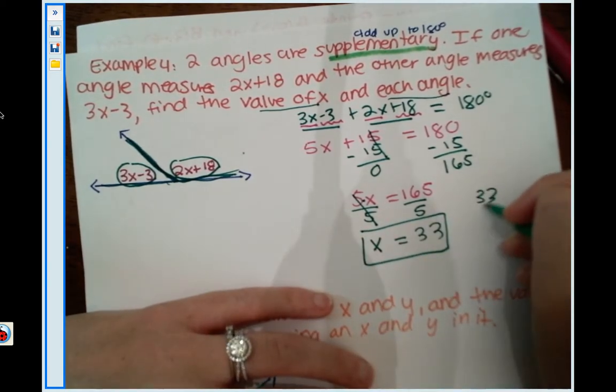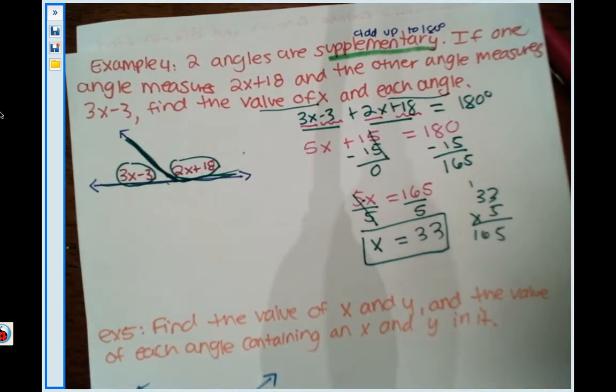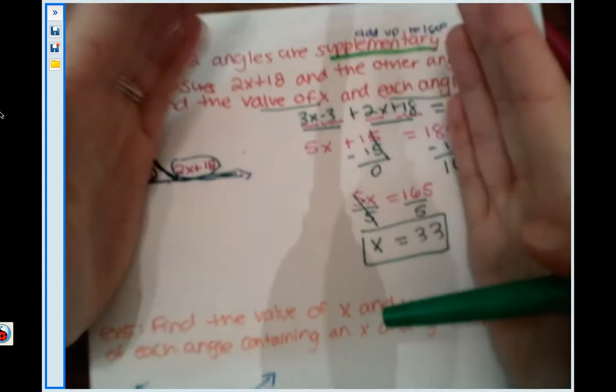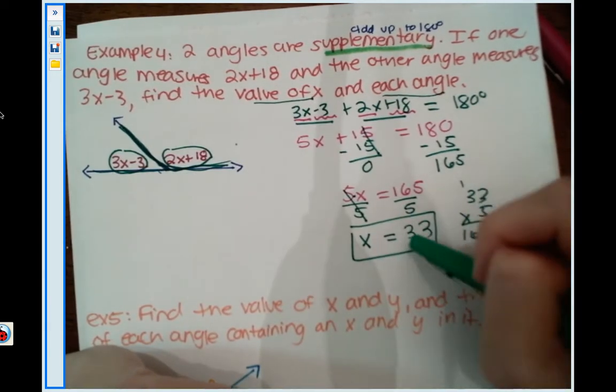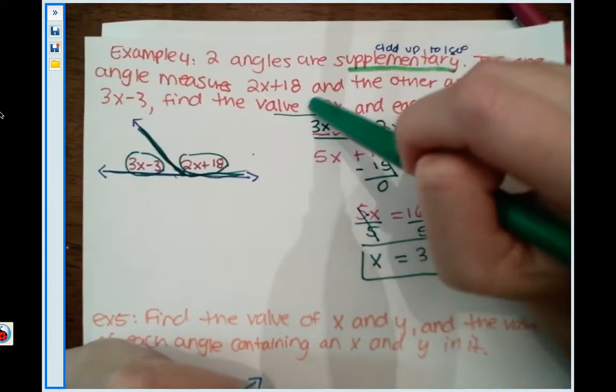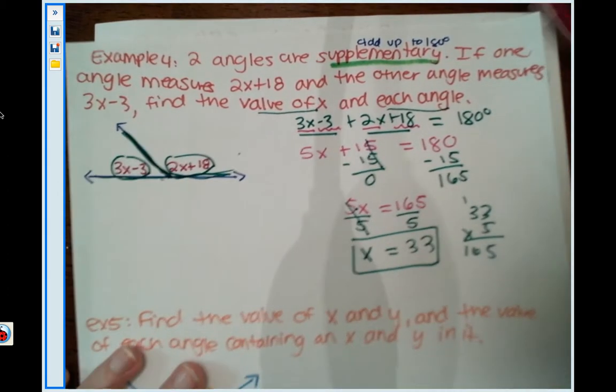So I'm going to double check on that. It's always good to double check if you're second guessing yourself. Yes. Awesome. Okay, so that worked out. So x equals 33. But am I done? No, I'm not. If we were back in algebra, we would be done. But it says find the value of x and each angle. So now I need to solve for each angle.